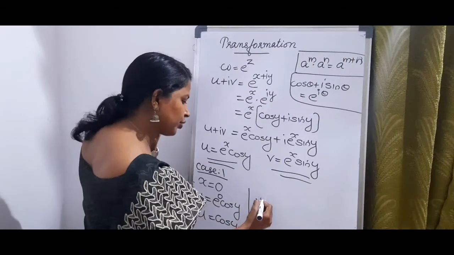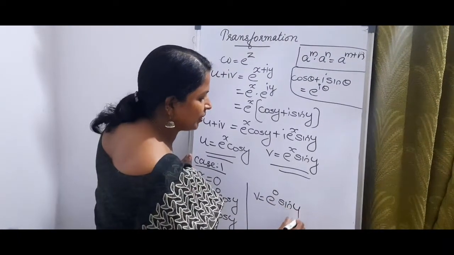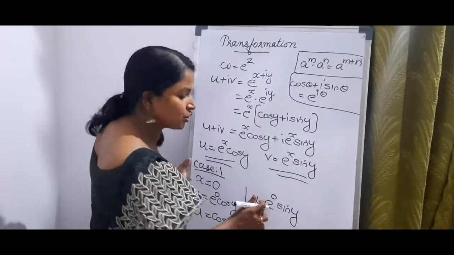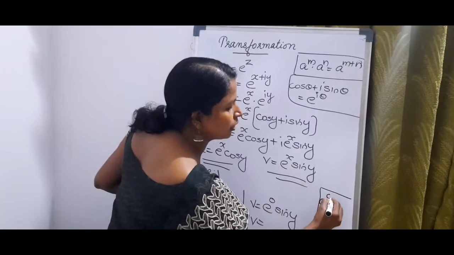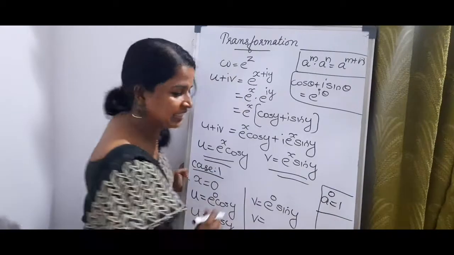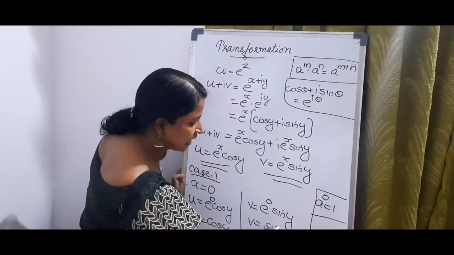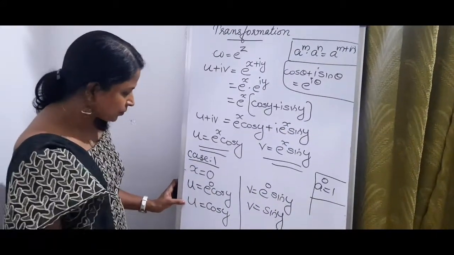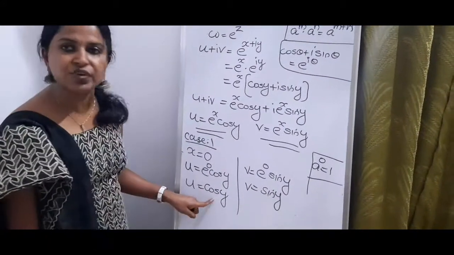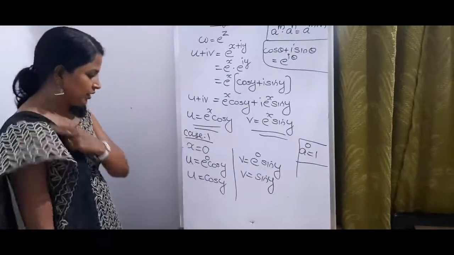And v equal to e raised to 0 into sin y. e raised to 0 is 1, by the identity a raised to 0 equal to 1. So, 1 into sin y. Here, u equal to cos y and v equal to sin y.